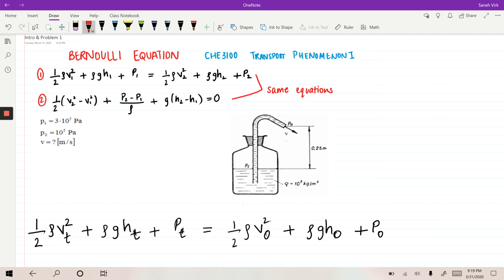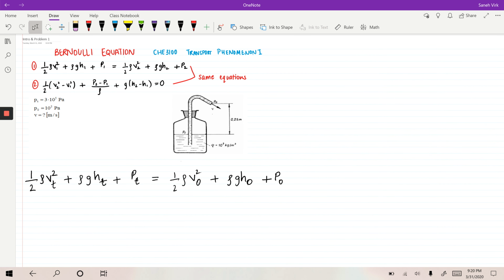Another way to write this, the second equation, is to put the top equation on one side and set it equal to 0. That comes out to be 1/2 [v2 squared minus v1 squared] plus (p2 minus p1) divided by rho plus g (h2 minus h1) equals 0. I'll be doing a couple of problems that use both equations so you can see that there aren't many differences between them.